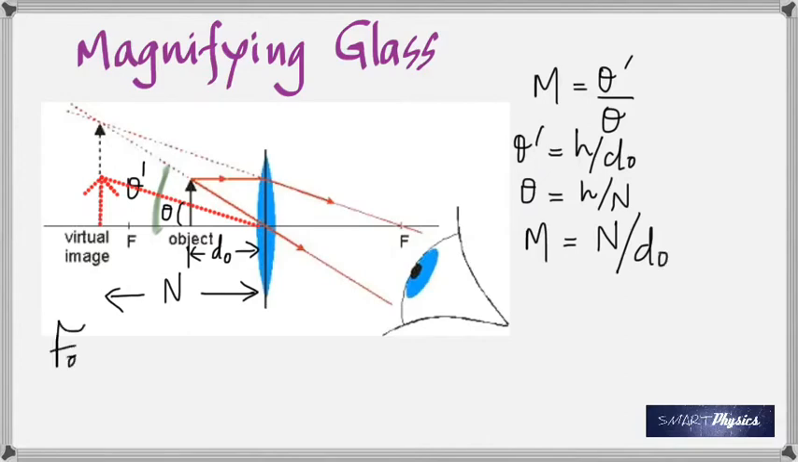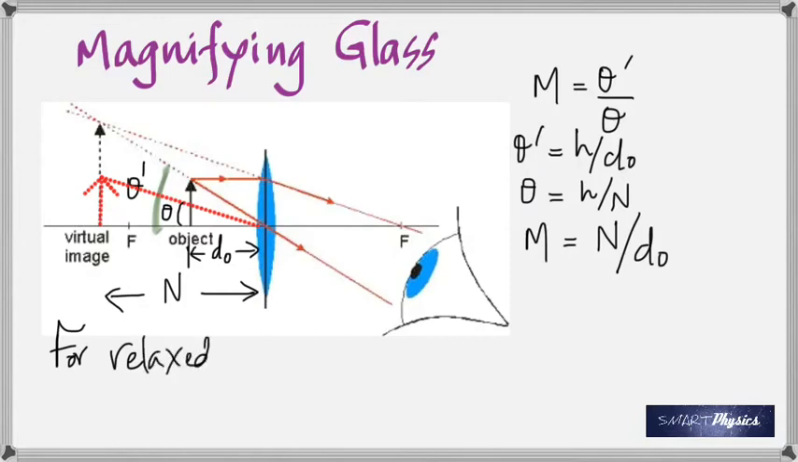When you put both those together, you get n by d naught. N is fixed for everybody, isn't it? Come on. 25. Therefore, magnification depends on d naught. The smaller d naught is, the more magnified it's going to be. But I'm going to give you an exact formula.